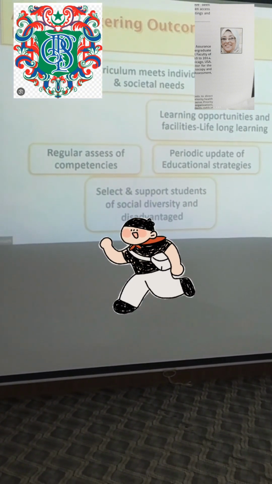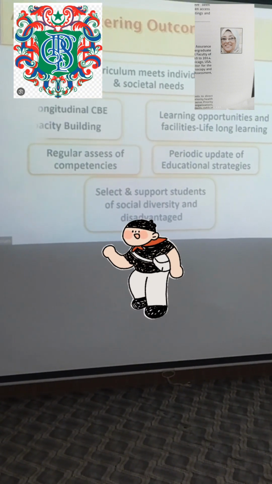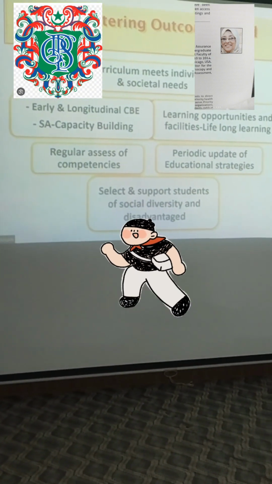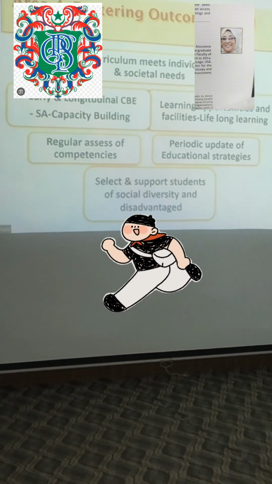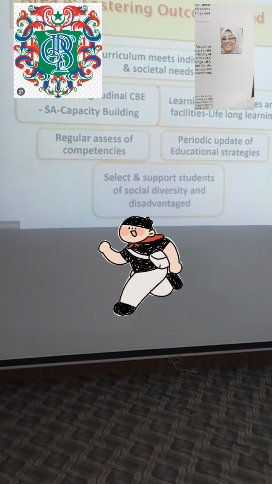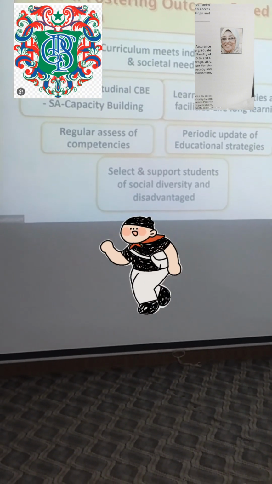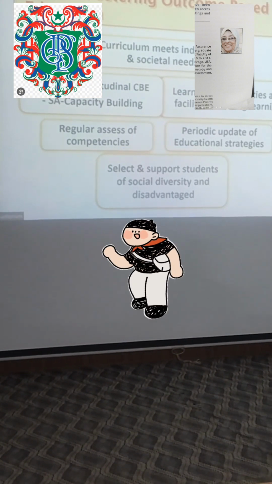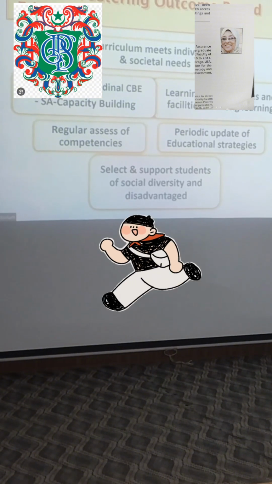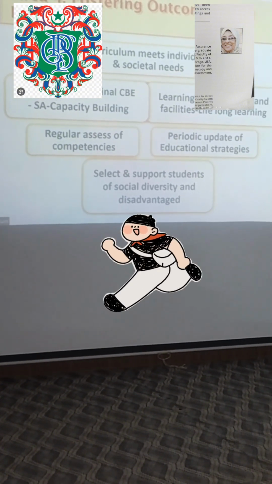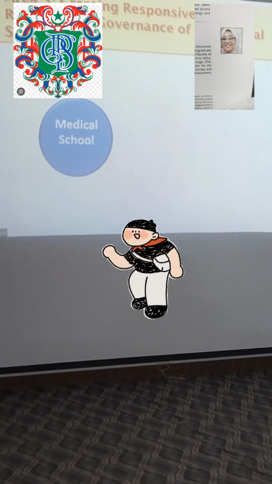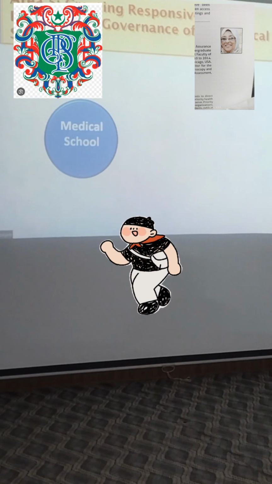Then you should regularly assess the competence of your students, and then you should have early and longitudinal community-based education. Community-based education should be done very early, from the beginning of the educational program, and should be done all through the 5 years or the 6 years of the program. Besides, social accountability capacity building should be done for your faculty members to know what social accountability is, and also for the students.